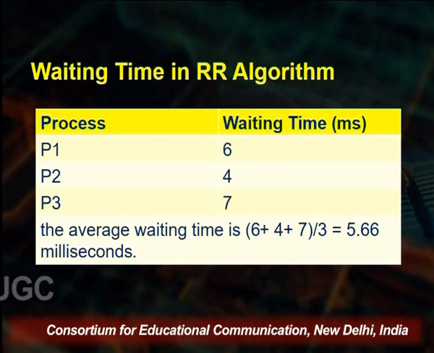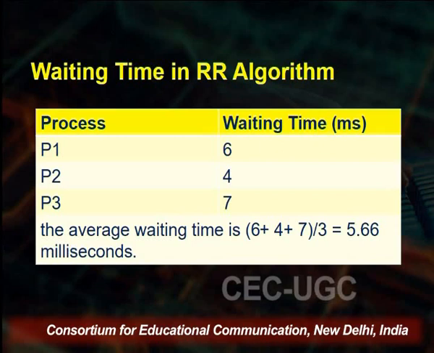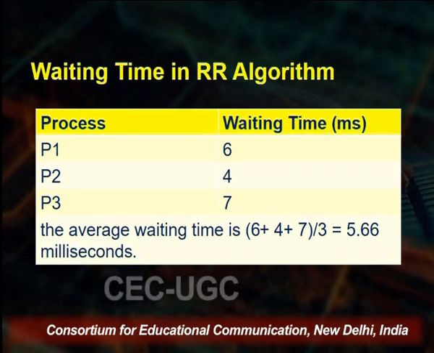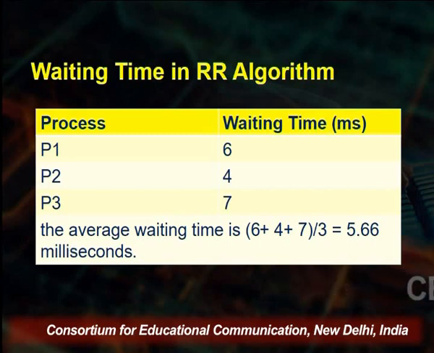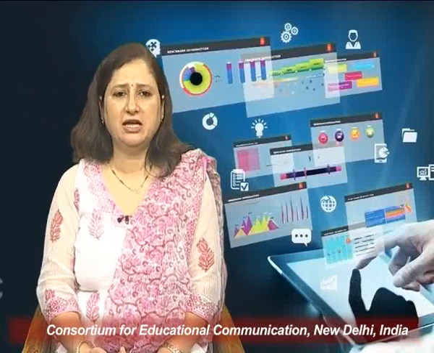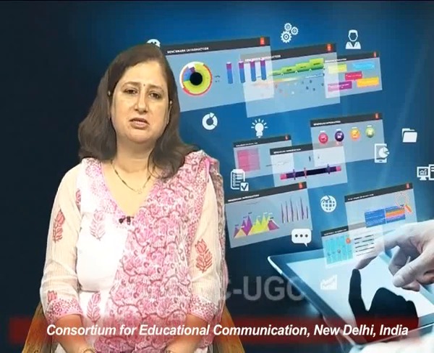Now, what is the waiting time in this? The waiting time for process P1 will be 6 milliseconds, because initially it gets the CPU, but after that it has to wait for 6 milliseconds to get the CPU. P2 will wait for 4 milliseconds and P3 will have to wait for 7 milliseconds. So, in totality the average waiting time will come out to be 5.66 milliseconds. Therefore, we say that the average waiting time in the round robin algorithm is quite high. For 3 processes, it comes out to be 5.66 milliseconds.